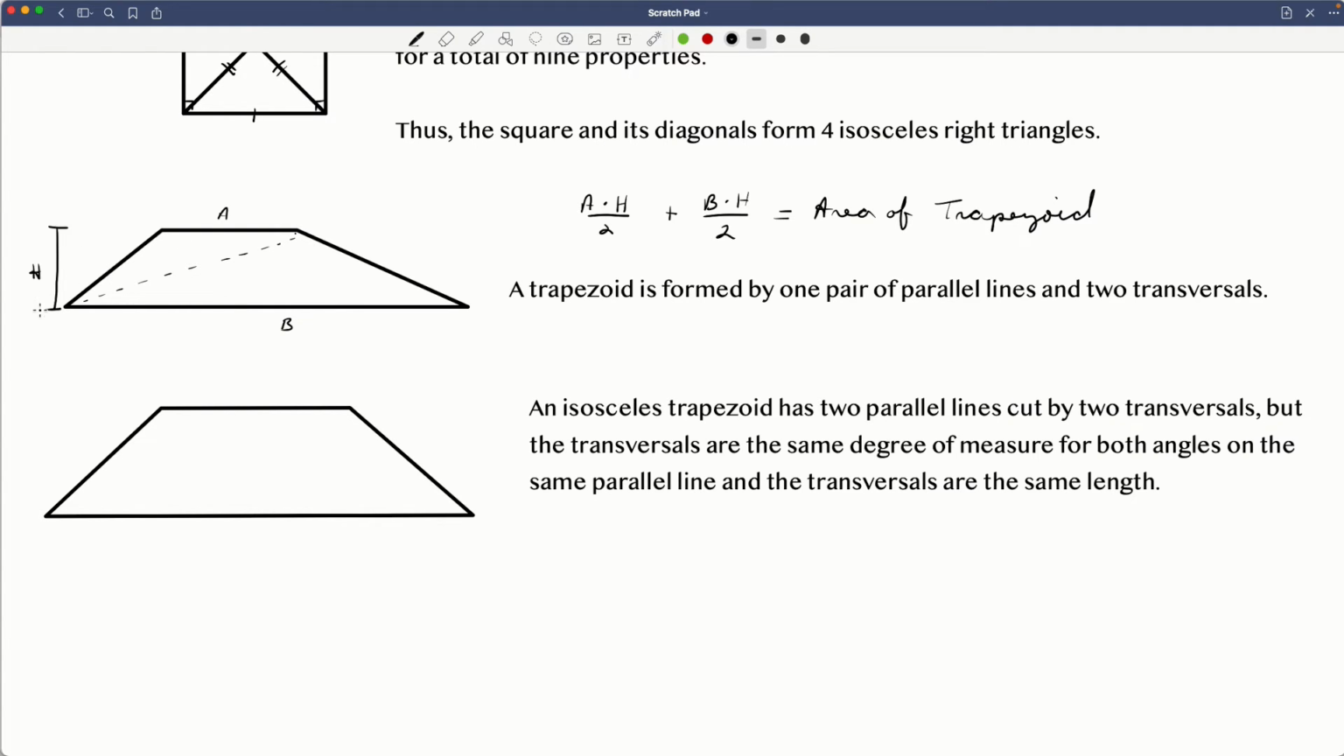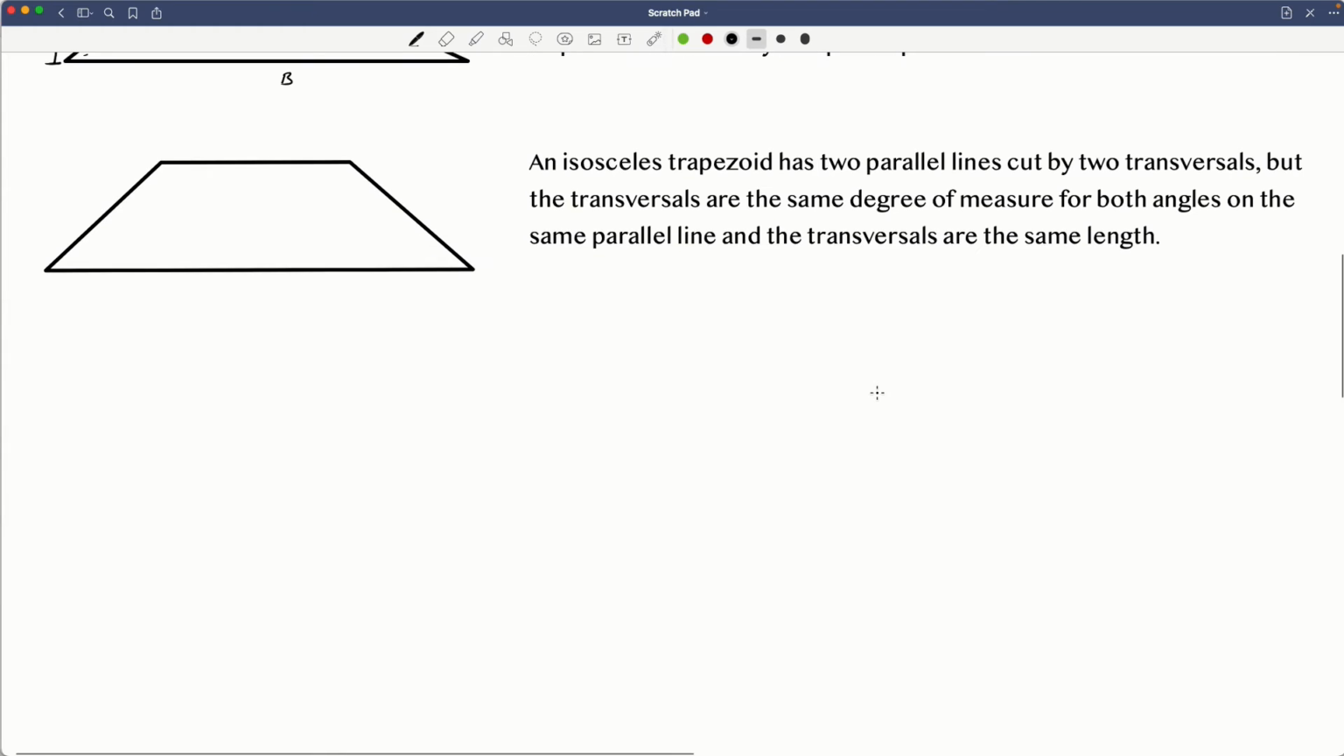And then we take the height of the trapezoid times the base, the length of the flat parallel side, and then divide that by 2. We add that for the first triangle and the second triangle together, and then that's how we get the area of the trapezoid.